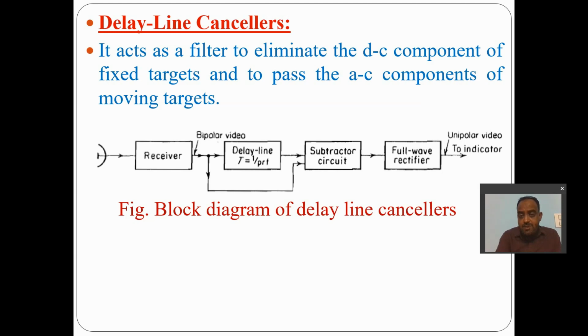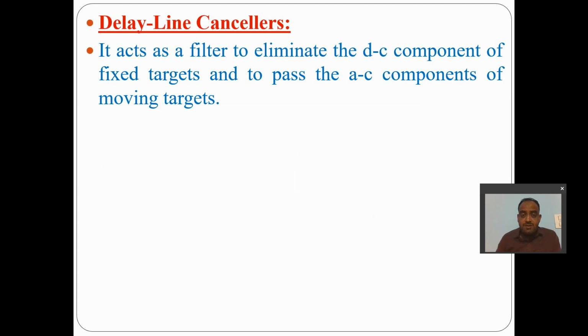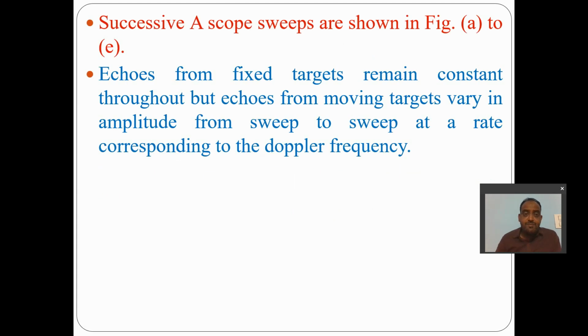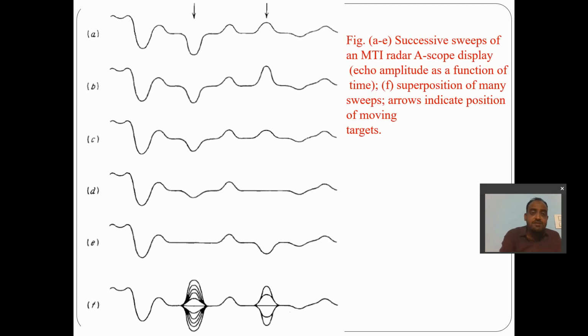Now what will happen? This signal already went to the subtractor, and the second one will be coming through this delay line. Now 1 minus 2. See here, what we are doing: we are subtracting this signal from this signal.